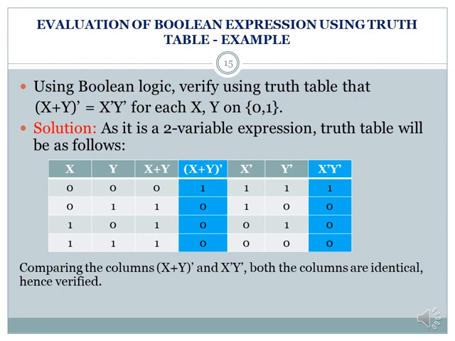Then the next step, we need to find x plus y. That is your left hand side. On the left hand side, what we have is x plus y whole bar. First we need to find x plus y. x plus y is nothing but: if any one of the values is 1, you will get the result as 1. If both the values are 0, you will get the result as 0. And x plus y, the whole bar, is nothing but the complement of x plus y. So if x plus y is 0, you will get the complement as 1. If x plus y is 1, you will get the complement as 0.